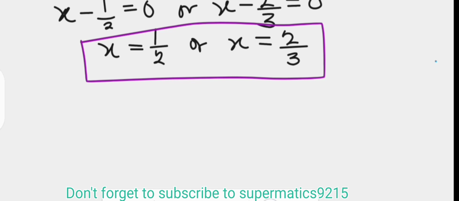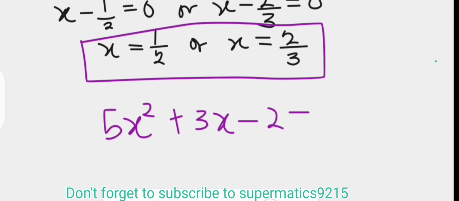You can also solve this and comment with your solution in the comment box. 5x squared plus 3x minus 2 equals 0.